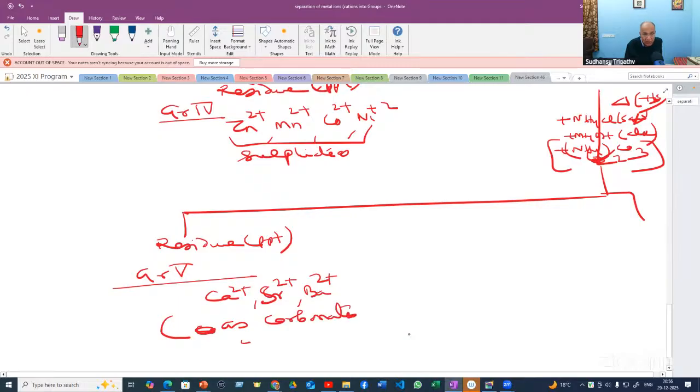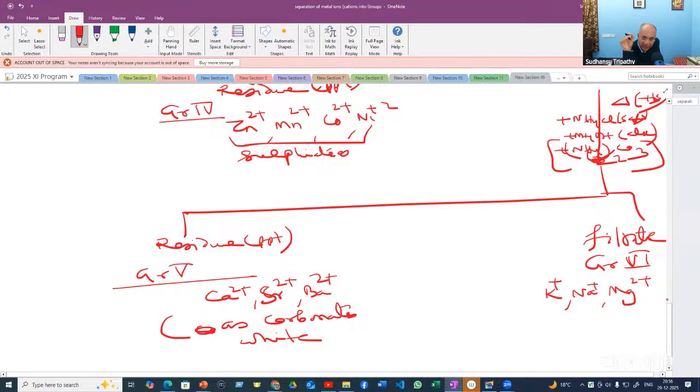They are all white, not all colors are the same. And the filtrate is ready for group 6. The filtrate is group 6, and there is no further precipitation. That solution contains group 6 metal ions, which is nothing but potassium, sodium, and magnesium. In your book, only magnesium is given. Sodium and potassium are deleted, but they are in group 6.